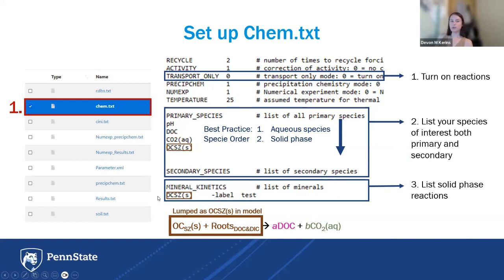Then second, we'll put our solid phase in the mineral kinetics block. And so I'll specify, again, this solid phase. And again, this is lumped in the model. So we really just tell the model that we want this solid phase that is listed in the database.